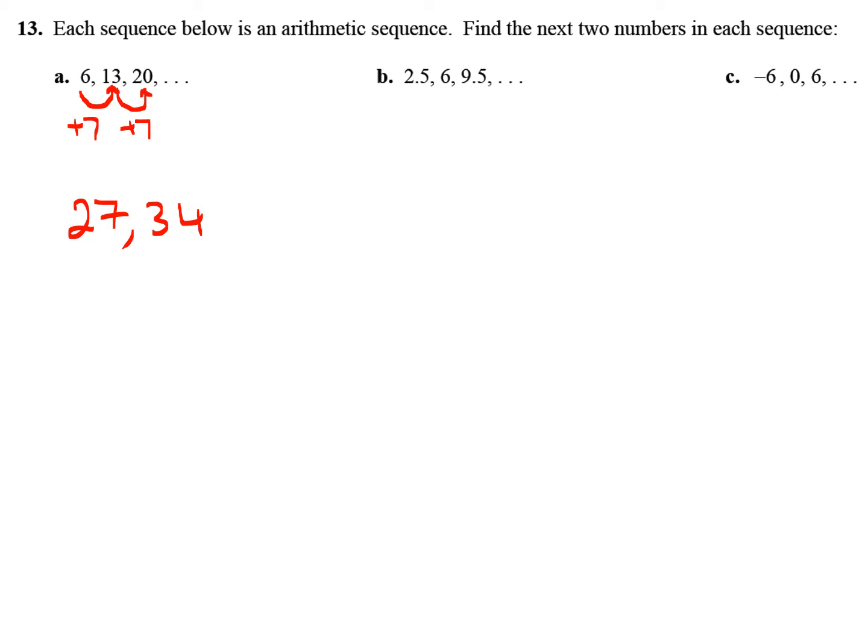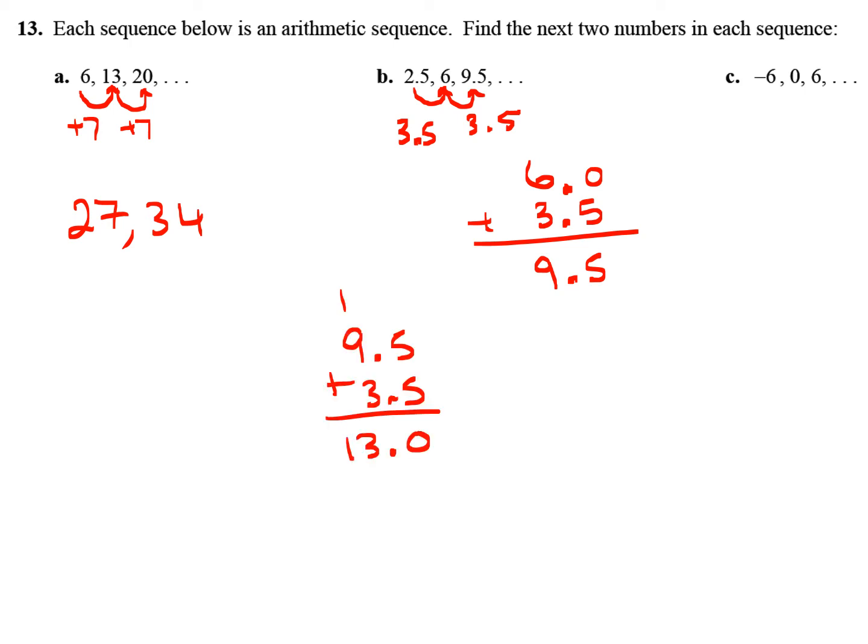Okay, B. 2.5 goes to 6, and then 6 goes to 9.5. Well, what's the next one? Adding 3.5 each time, first of all, right? And you can kind of just guess. The 6 to 9.5 is probably the easiest one. You go from 6 to 9, that's 3 already, and then you have to add an extra half, or 0.5, so 3.5. 3.5 plus 6, there's your 9.5, just confirmation there.